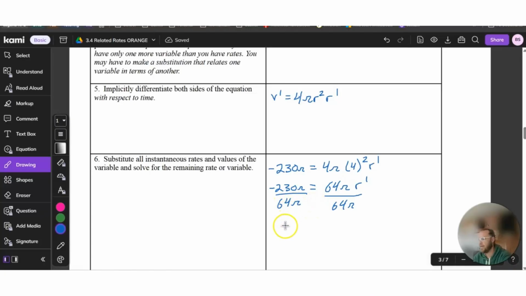All right, so the pi's cancel. And I can reduce 230 over 64. What can I reduce? Are they both even? So divide them both by 2. So negative 115 over 32 centimeters per minute.